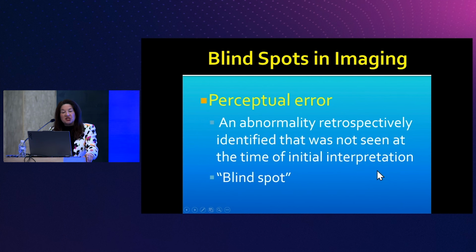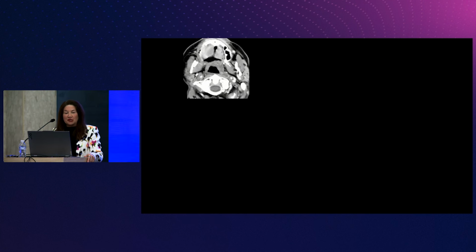A perceptual error is an abnormality that is retrospectively identified that was not seen at the time of initial film interpretation, and that's what we mean by a blind spot. It's a perceptual error, something we should have seen, but we didn't. So let's look at a bunch of them.